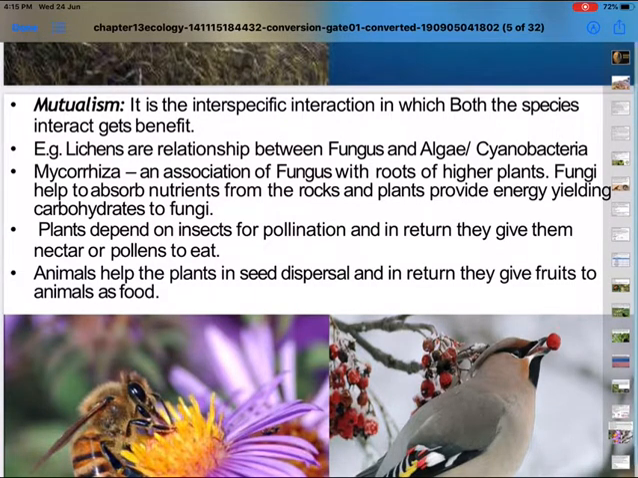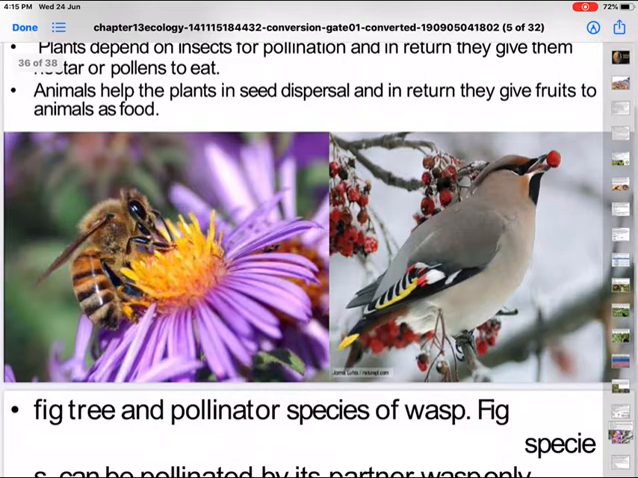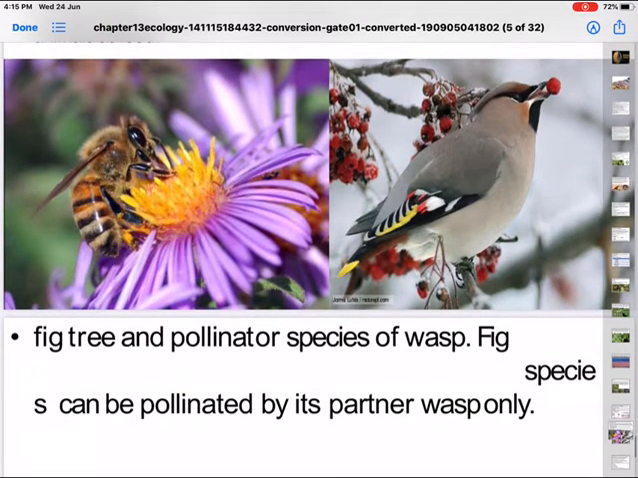Now in mycorrhiza, what do they use? The fungus, as usual, secretes antibiotic substances and gives protection to higher plants, and the plant, having long roots, sucks water and food and gives it to the fungus. Plants depend on insects for pollination, and in return they give them nectar. Again, mutualism. Both are getting benefits. Animals help the plants in seed dispersal, and in return the plants give fruits to animals as food. So we are all seeing this.